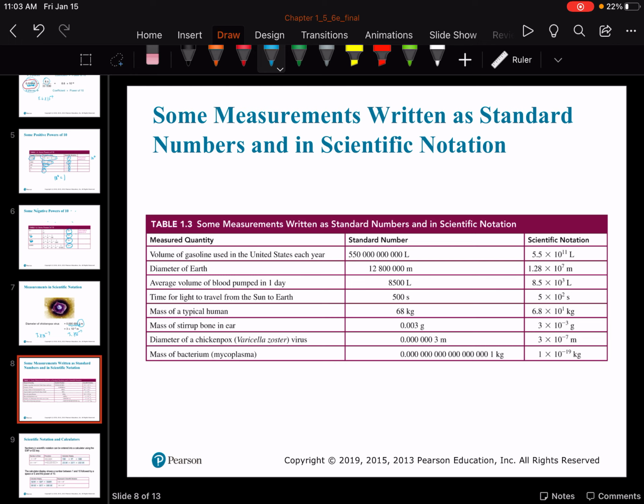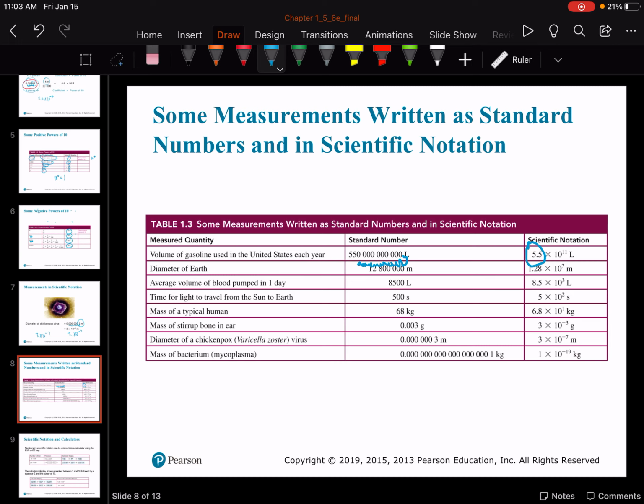What about the volume of gasoline used in the U.S. each year? So it looks like it's billions of liters. Billions of liters. See that? My pencil, this is too small of a number, but it would be like 5.5 times 10 to the 11 liters. Okay. The diameter of the Earth looks like it's just over 12 million. So it's going to be 1.28 times 10 to the 7, right? We're just moving the decimal point over.